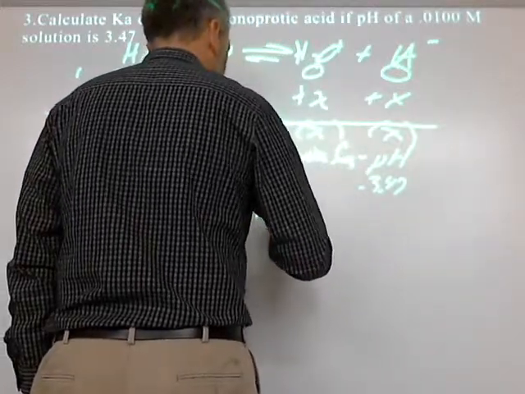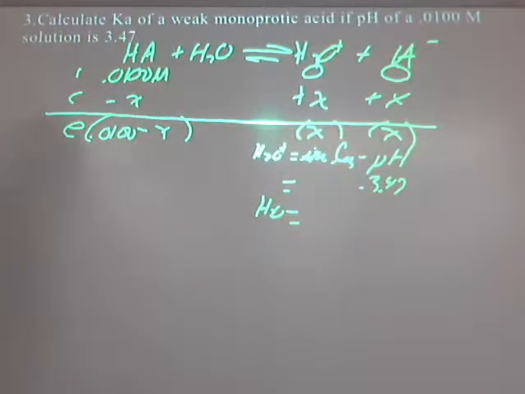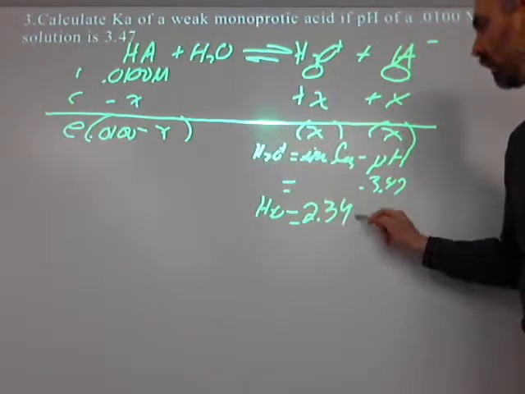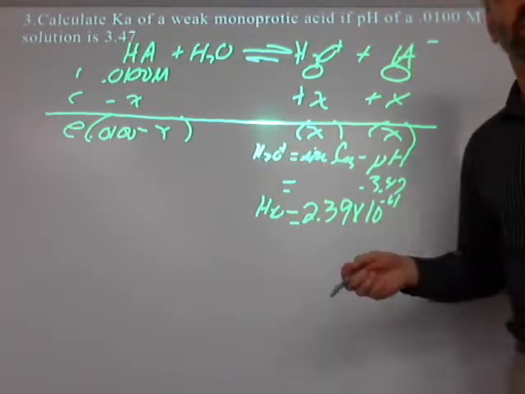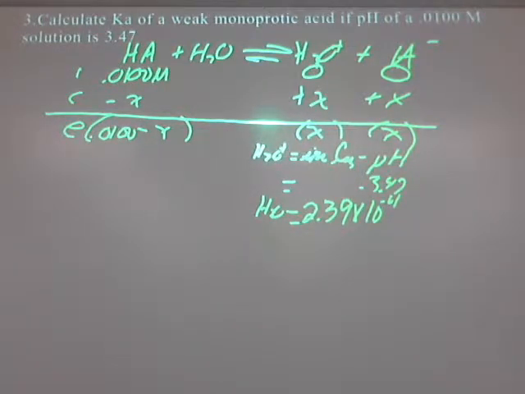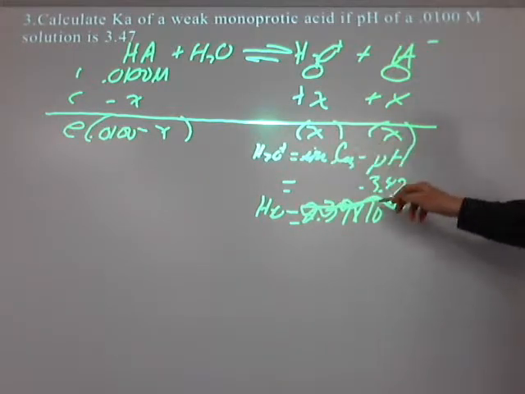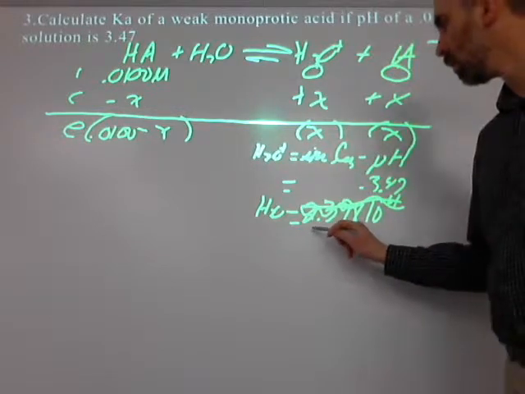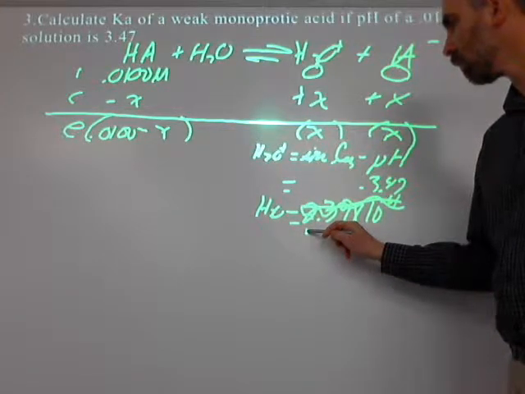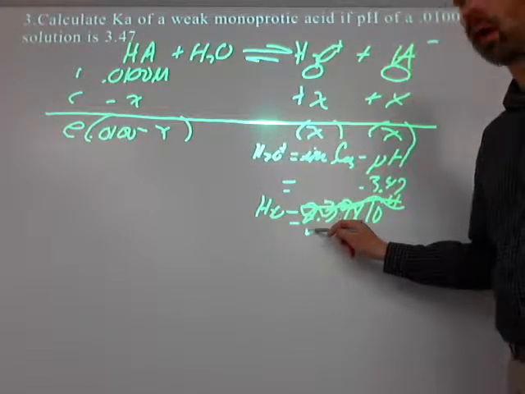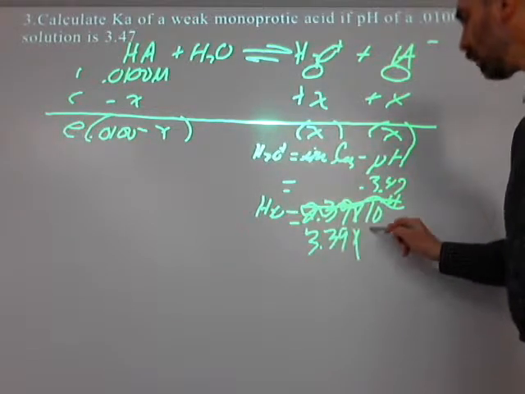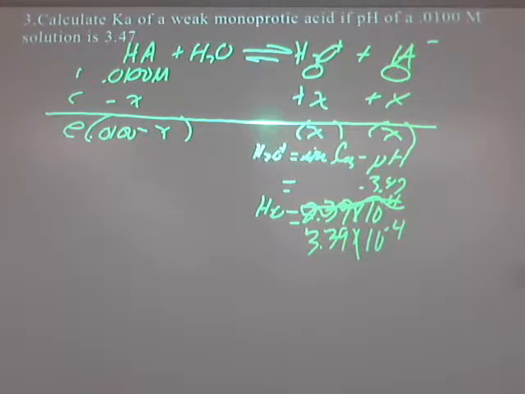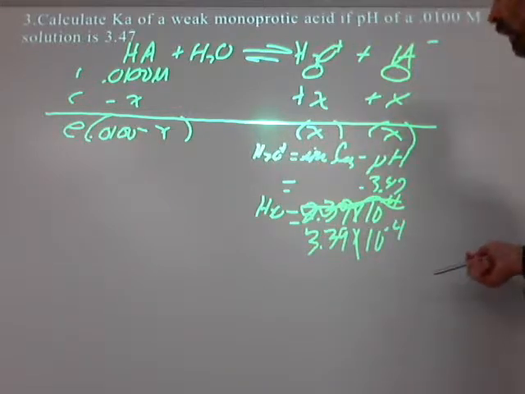So what does the hydronium, what does X equal when you did that? 2.39 times 10 to the negative 4th. 2.39 times 10 to the negative 4th, or 0.000239, or no? That's not what anyone else got. Let's see. Inverse log of negative 3.47. What do you get? 3.39 times 10 to the negative 4th. Say it again. 3.39 times 10 to the negative 4th. All right, so I just misheard it. Okay, 3.39 times 10 to the negative 4th. Or if you have 0.000339. All right, that's my X.